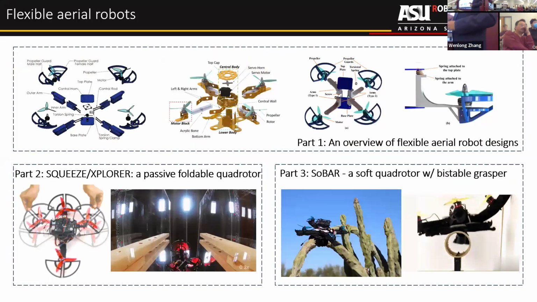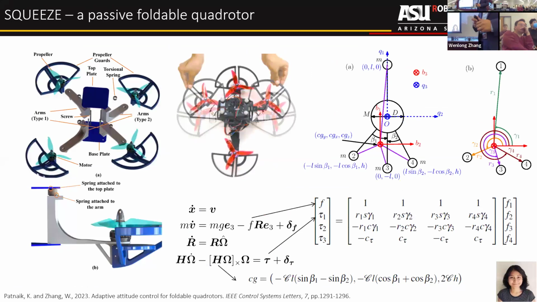So Squeeze, we want to start with that passive foldable drone. This work was led by my former student Pershma, who has graduated. The idea of this Squeeze drone is fairly simple. We add a torsional spring that connects the middle piece of the drone and the rotor arm. What happens is that when you use your hand to pull the drone, or when the drone flies forward and gets contact by the environment, the chassis will be folded.